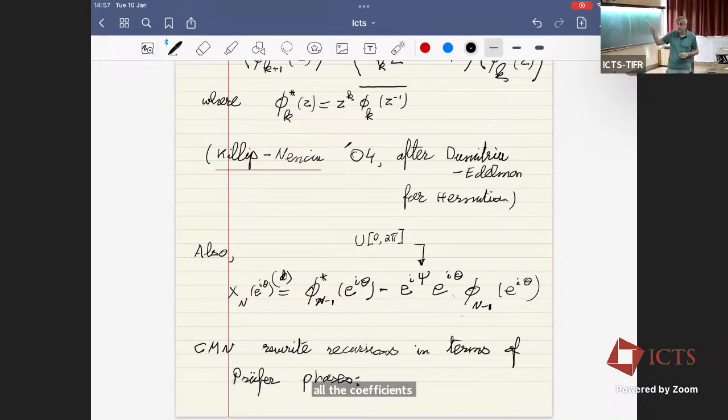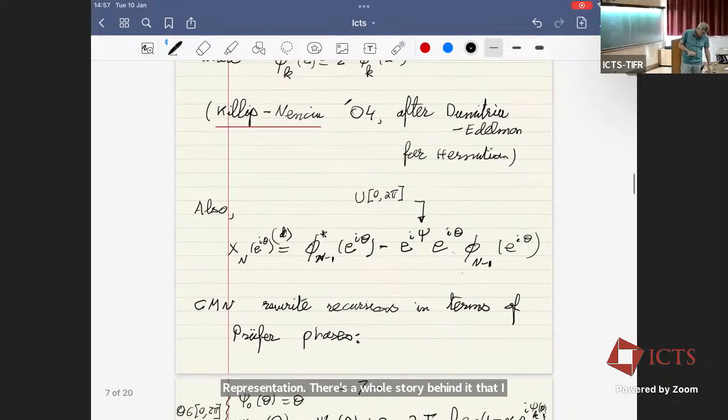No, it's Killip-Nenciu, this is a representation. Actually, it goes back in the theory of orthogonal polynomials to what they call the CMV representation. There's a whole story behind it that I don't want to get into. Okay.